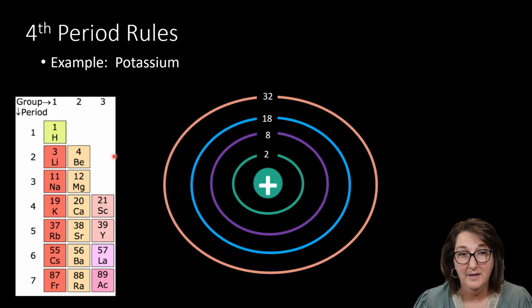Now, 4th period. When we do physical science, we don't usually go past this 3rd period when we're talking about Bohr models. Now, we'll talk about other characteristics below, but when we talk Bohr models, we usually don't go past period 3, and this is why. When you look at these levels, remember 2 in the 1st, 8 in the 2nd, 18 in the 3rd.